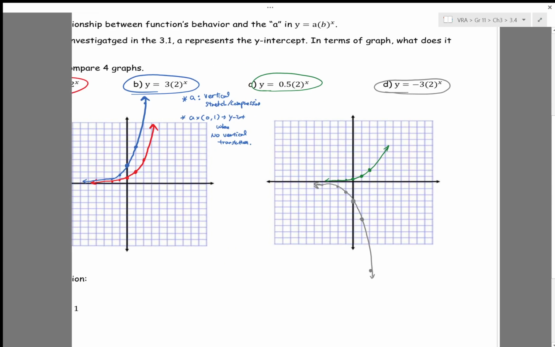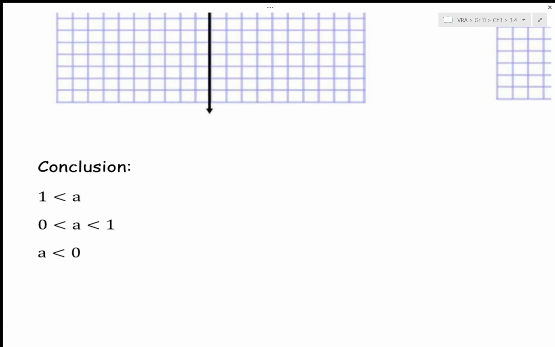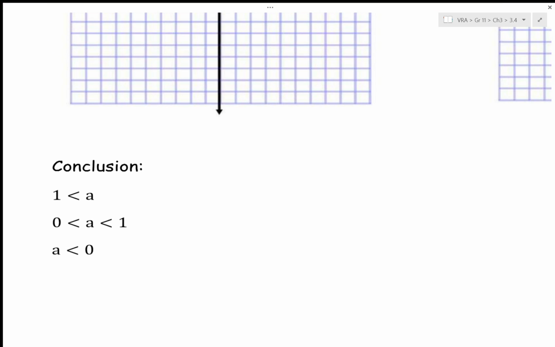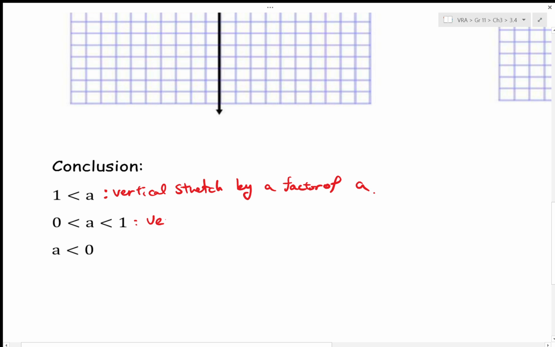So the conclusion is that when a is greater than 1, obviously it's a vertical stretch by a factor of a. If it is in between 0 and 1, it is a vertical... oh, sorry, not stretch, compression. What am I saying? Compression by a factor of a as well.